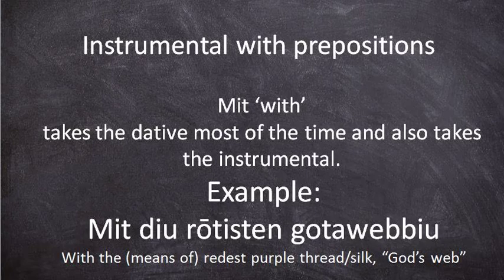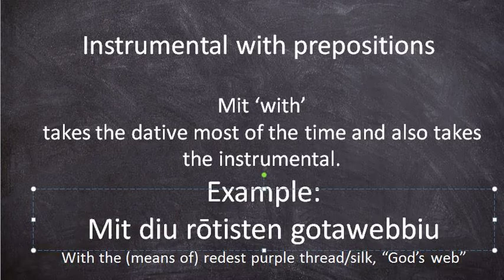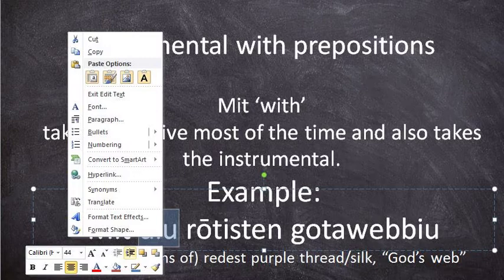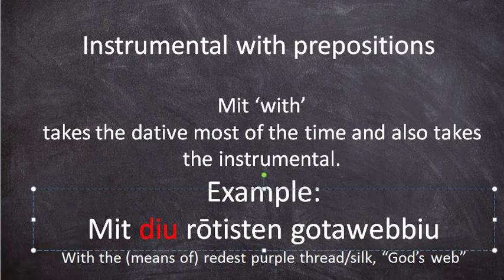We have du, depending on the variant. Du is actually our instrumental definite article. So it's like saying the or that, depending on the context. So it's like saying with the reddest God's web. Okay, so this may sound very strange, and I'll explain what this means.